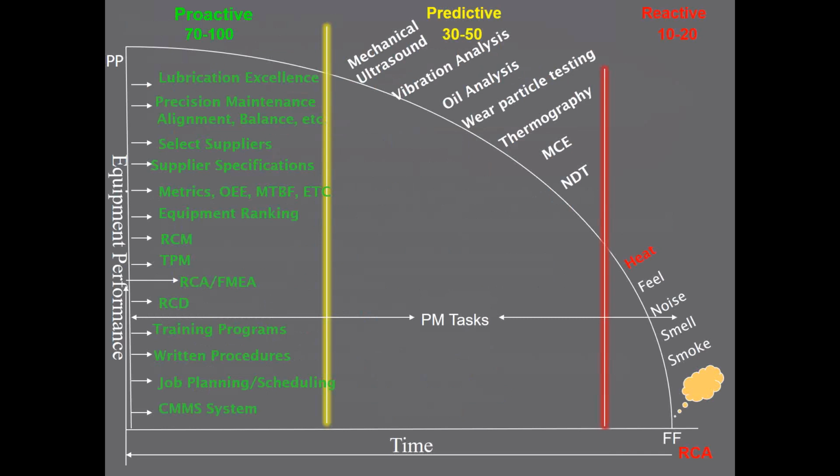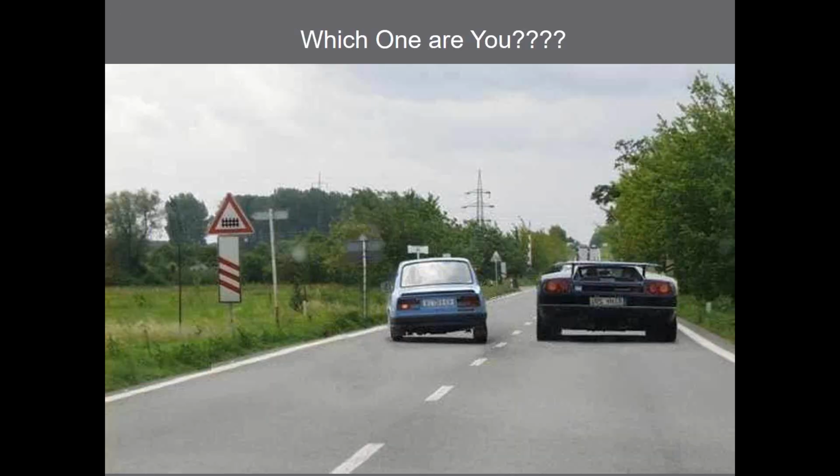But again, moving down this curve, we see our PM tasks across this curve. And we need to remember, our PM tasks are going to change as we become more reliable and more effective in maintenance. We can't just keep doing the PM tasks we've been doing for the last 20 years and expect to have good results. So again, we're going to move down our slides here.